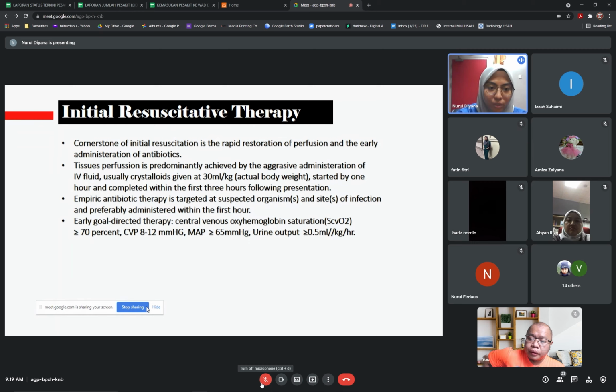So our early goal directed therapy is based on central venous oxyhemoglobin saturation more than 70%, CVP maintained at 8 to 12 mmHg, MAP more than 65, and urine output more than 0.5 ml per kg per hour. Diana, central venous oxyhemoglobin saturation tu ambil macam mana? The central venous oxyhemoglobin saturation, ScvO2 tu.